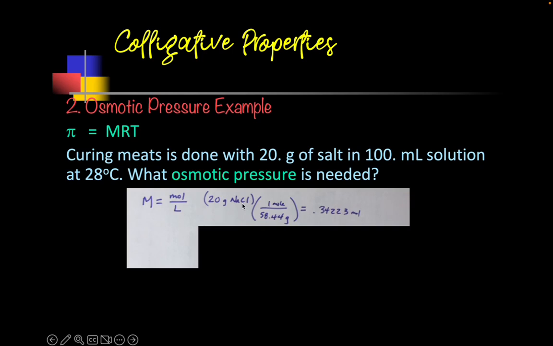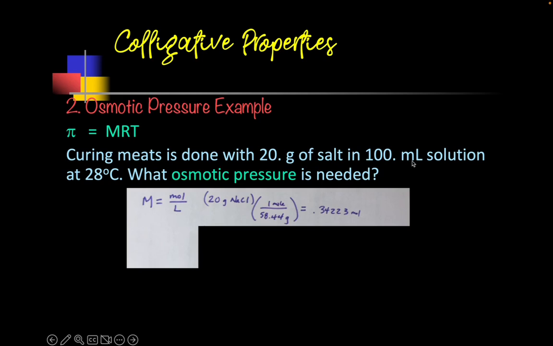I look at the periodic table. I add up the mass of one sodium and one chlorine. That's where this 58.44 comes from. By definition, that's the number of grams in 1 mole, but I put grams on the bottom so that grams will cancel. I'm left with moles, and I'm not worried about sig figs yet, so I get this number, 0.34223 moles of solute. But I need molarity, so I need to divide it by my liters.